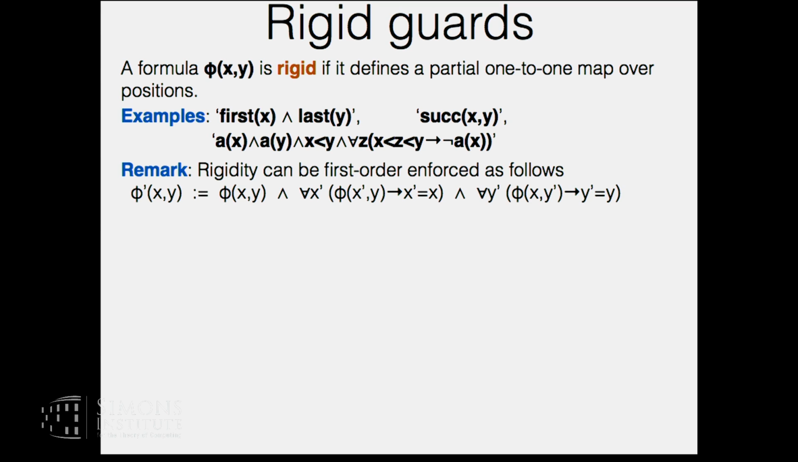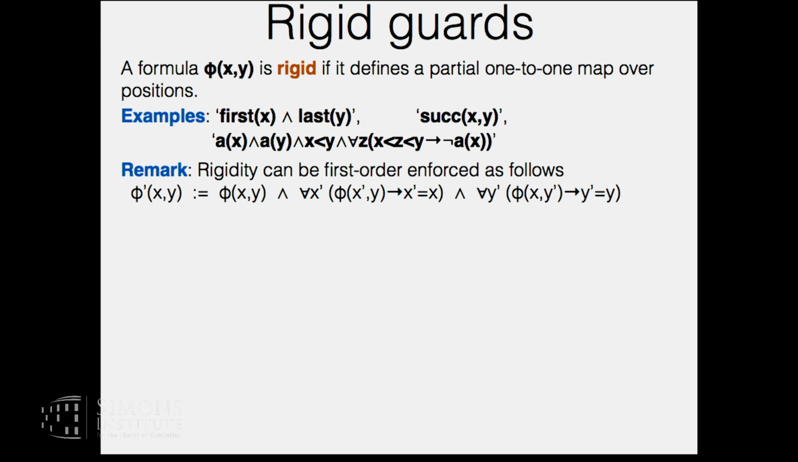Right. So one complaint that is sometimes made about this work is that it's a semantic notion. It turns out that we can decide it in the process, but in fact we can also enforce it syntactically. And how do we do that? Imagine you have a formula phi of xy. Someone tells you it's rigid, but you have no idea whether it's rigid or not. Then you can construct a formula phi prime of xy that says phi, and furthermore, it says if you take any other x prime that is in relation with y, then x prime should be equal to x.